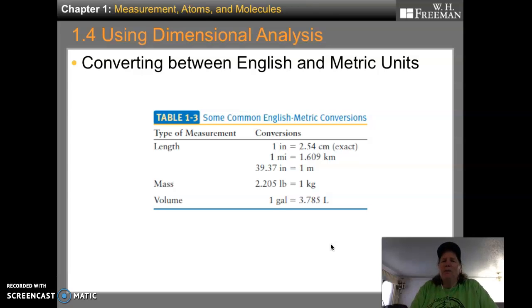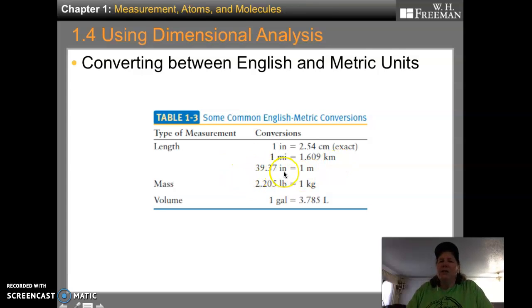When you're converting between English and the metric system, and again, in science, we don't do conversions because we don't have to, but 1 inch is 2.54 centimeters. That's the exact conversion. 1 mile is 1.609 kilometers. If you ever go up to Canada and it says you can go 88 kilometers per hour, and you're thinking, yeah, no, that's about 55 miles an hour, so be careful.